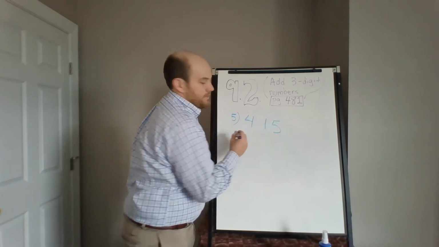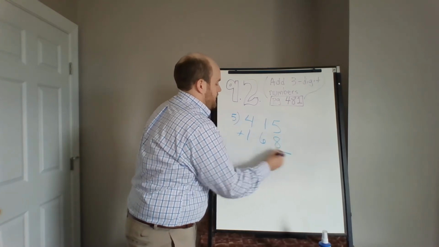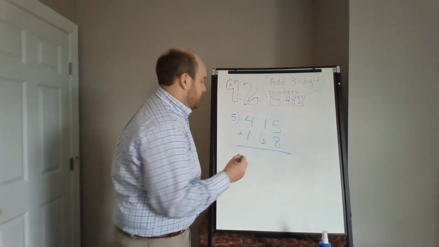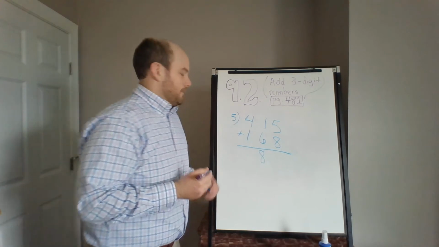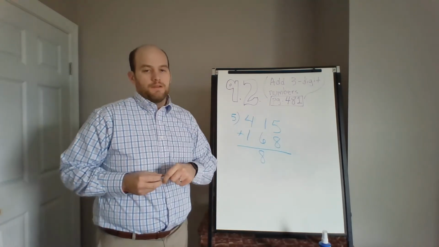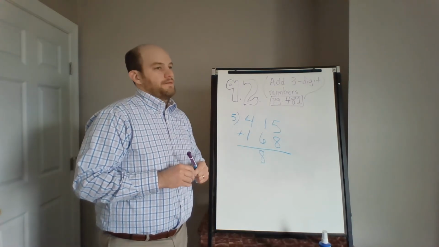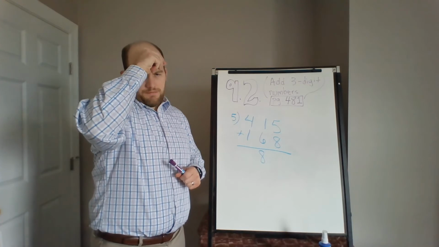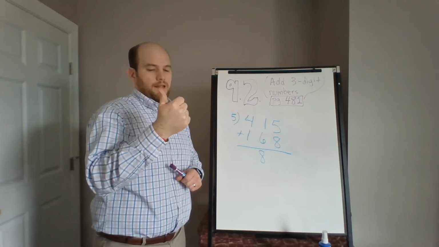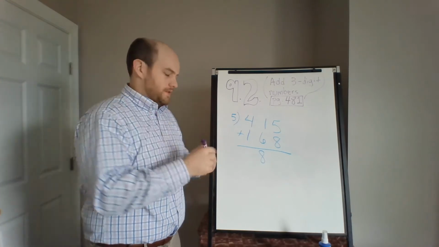415 plus 168. All right. Anything written on there for you? Oh, yeah, they got something right there. All right. So we'll start in our ones and then we'll go to our hundreds as we go across our math problem. So 8 plus 5. All right. 8 goes in my head. 9, 10, 11, 12, 13.